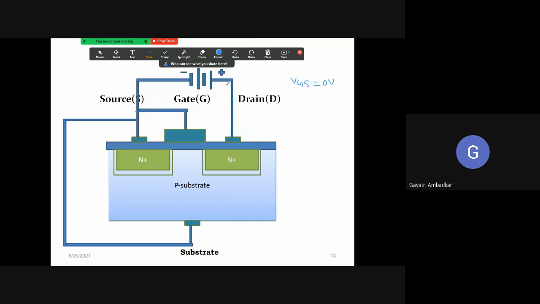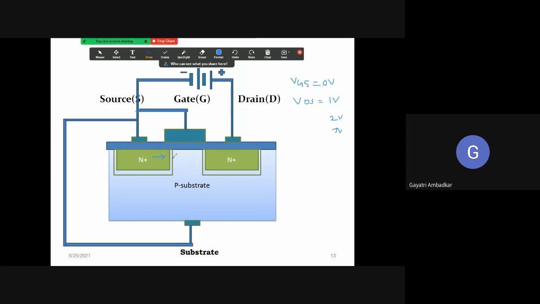Then I have made drain positive. So I have applied a proper VDS. Let us say I have applied 1 volt here. Then I will further apply 2 volt. Then I will further apply 3 volt. I will see what happens. Now I am making drain positive, so it should be able to attract the electrons. Fine. I have made source negative, so it has tried to push in these electrons.